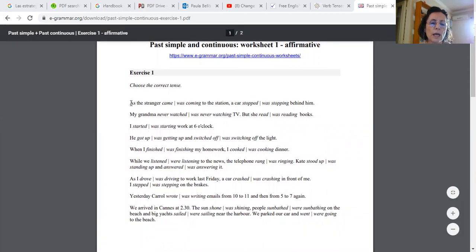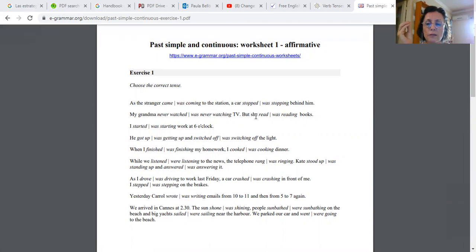Choose one or the other. So as a stranger came or was coming to the station, a car stopped or was stopping behind him. And in there you have to pay attention to which kind of verbs we have. So which is the action in progress?